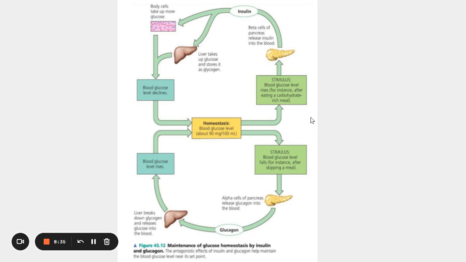And when it gets to cells in your liver, it tells them. It binds to the receptor molecule and it tells those cells, hey, too much sugar in the blood. You need to get it out of there. And so your liver starts taking in that glucose. And so the level in your blood comes down. And you're back at homeostasis.